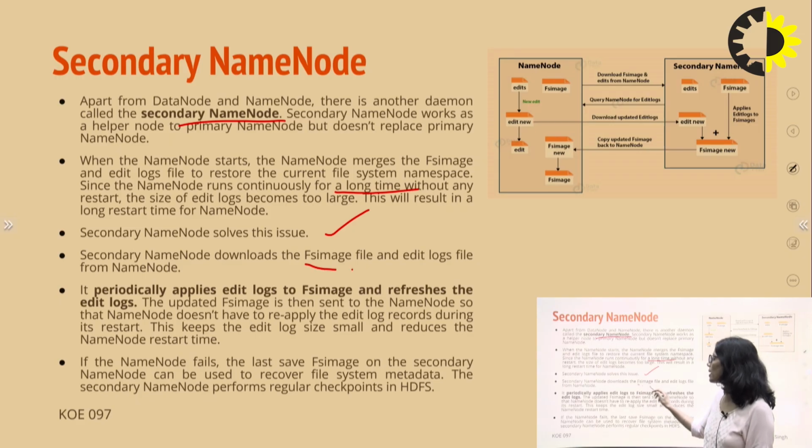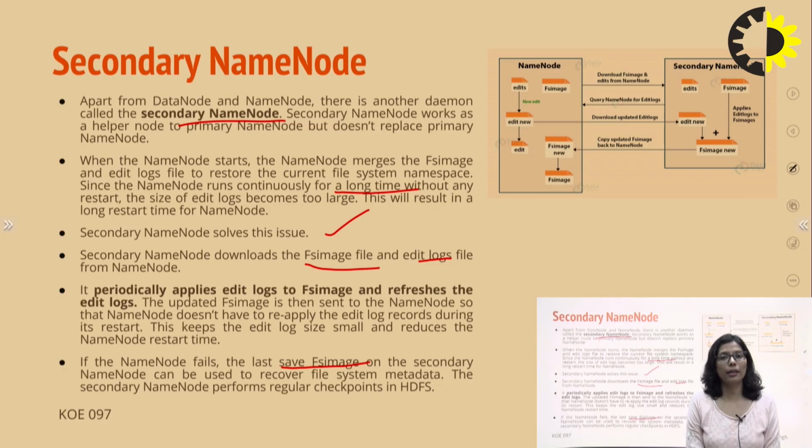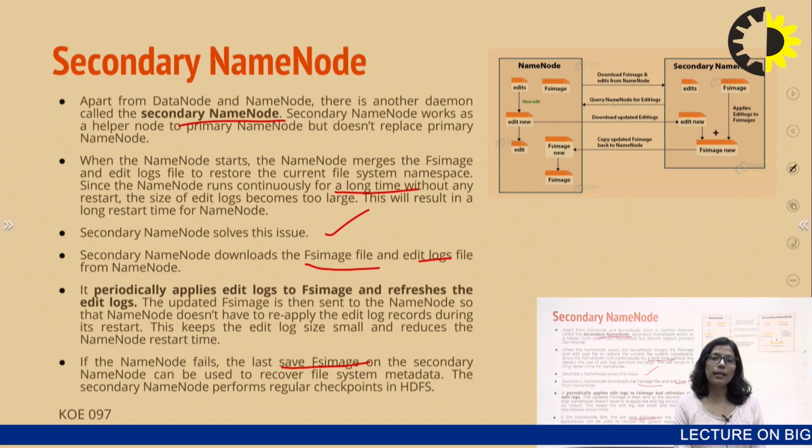Secondary name node downloads the fs image files and edit logs frequently, and it keeps on updating its fs image from the edit log. So, whenever a name node restarts, it takes its fs image from the secondary name node. If the name node fails, the last fs image of the secondary name node will be taken care of. So we have increased the fault tolerance of your name node as well. Earlier we were just replicating to ensure fault tolerance. Now we have also taken into account that if my name node fails or has to restart, it doesn't take a long time to restart with the presence of your secondary name node.